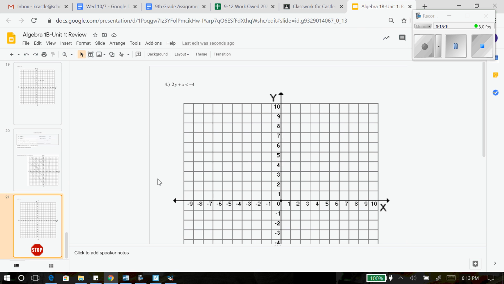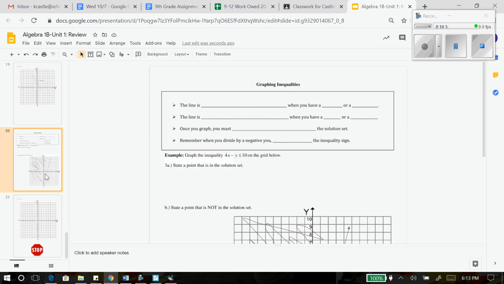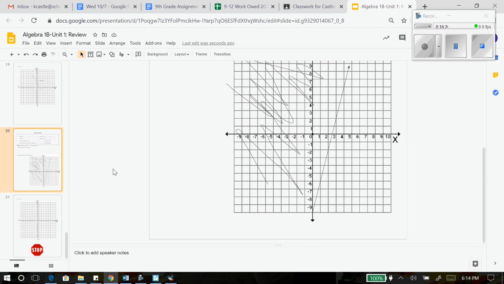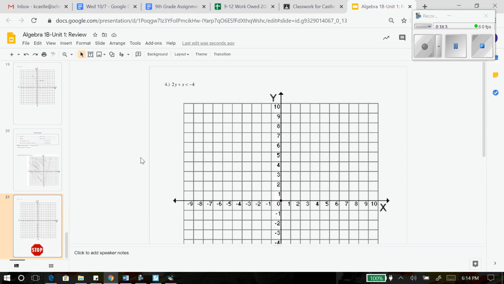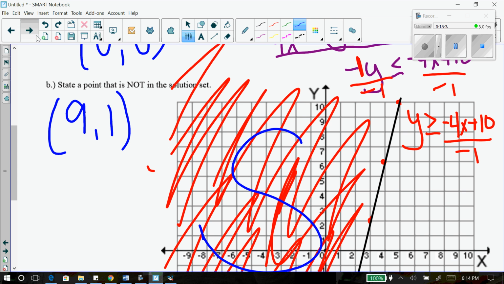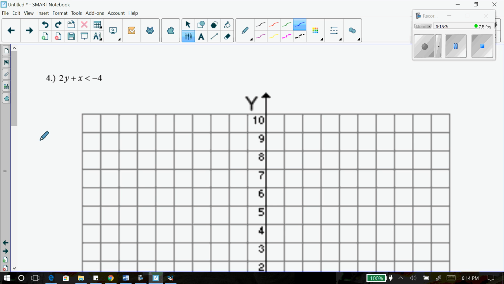In the last example here, so again, if you need to pause the video to do the notes, please do. I know this is a longer one, guys. I apologize. Let's do number 20, the slide really quickly. 2y plus x is less than negative 4. Let's get y by itself. So minus x. 2y is less than negative 4 minus x.